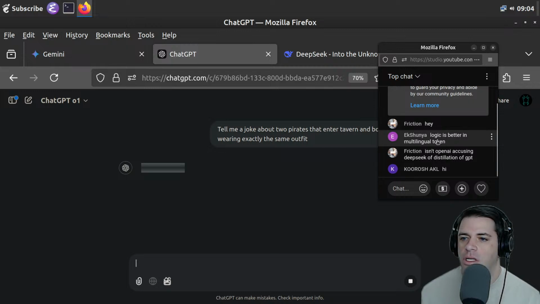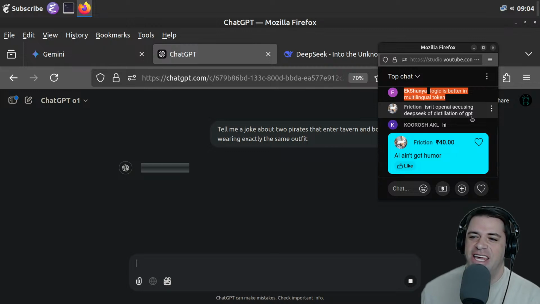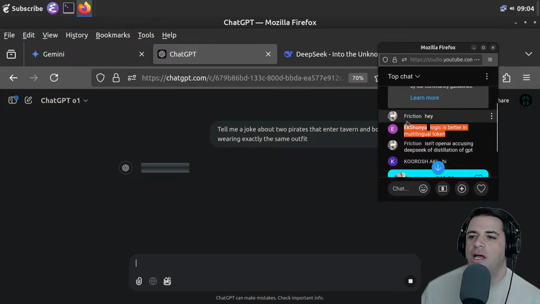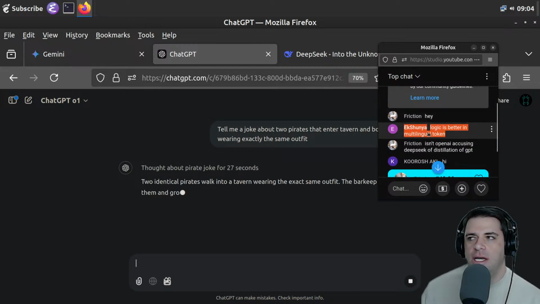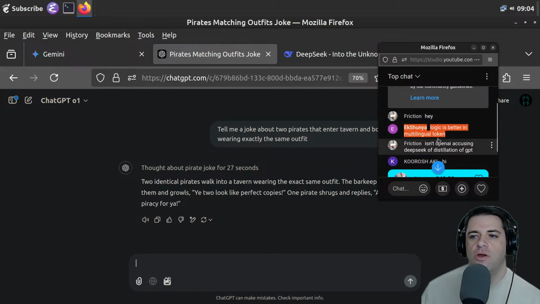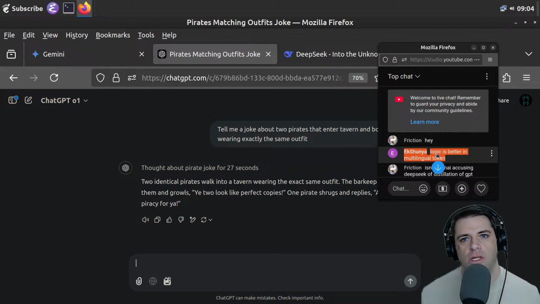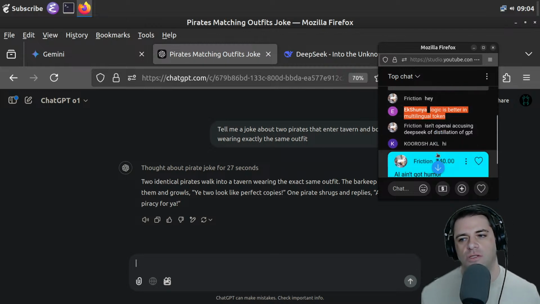Ekshunya, when you say logic is better in multilingual token, thanks, Friction. Ekshunya, are you saying that is this a generally known thing, or are you summarizing what they say in the paper, which is that when they get rid of the multilingual token, the ablation studies show that there's a slight hit?